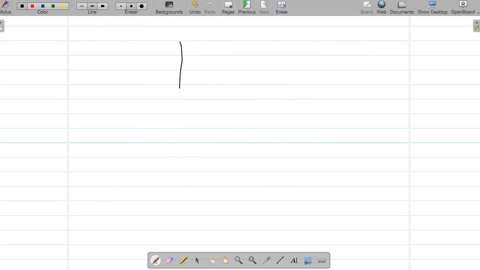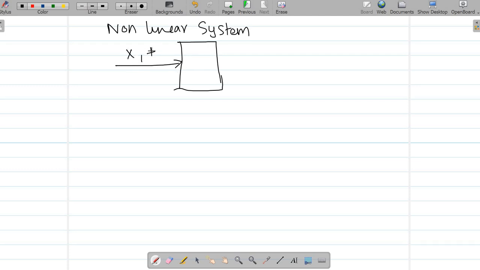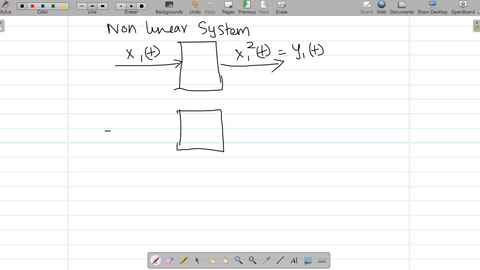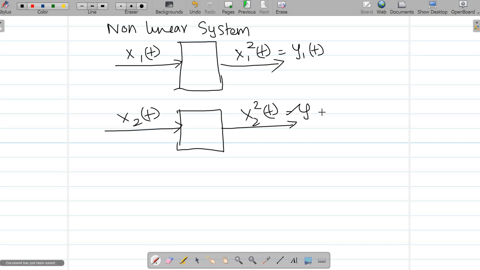Suppose I have another transformation block. I'm going to discuss the non-linear system now. Let us say I am having a transformation block. What it does is it takes the input and it just squares it, and it is given as the output. Now, to the same transformation block, I feed another input which is x2 of t, and I get an output that is x2 squared of t, which is equal to y2 of t.